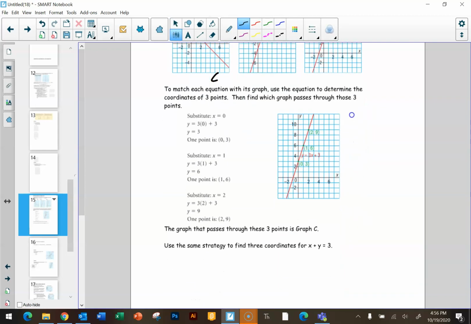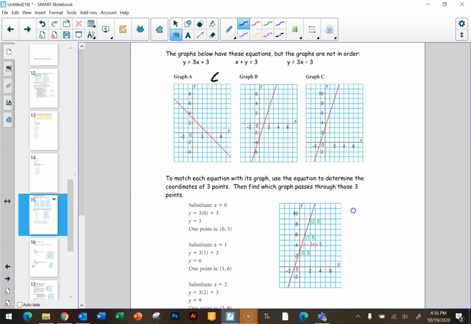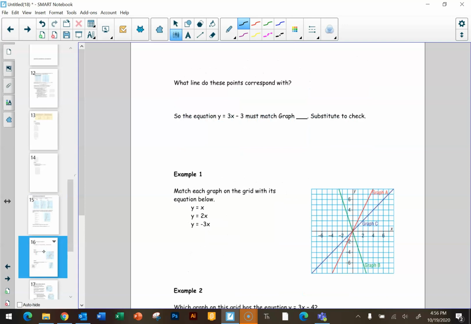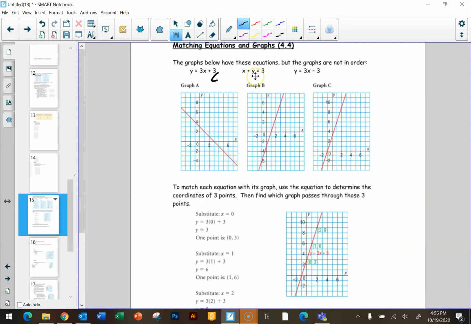And you could do the same with the other questions. I might do them on this piece of paper here. So let's do this one here. We'll just call this one 1, and we'll call this one 2, and this one 3. So let's look at number 2. So for number 2, it's x plus y equals 3. I like to rearrange this equation so that it's a y equals.